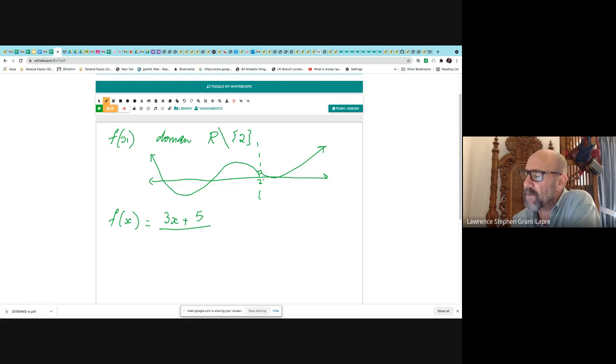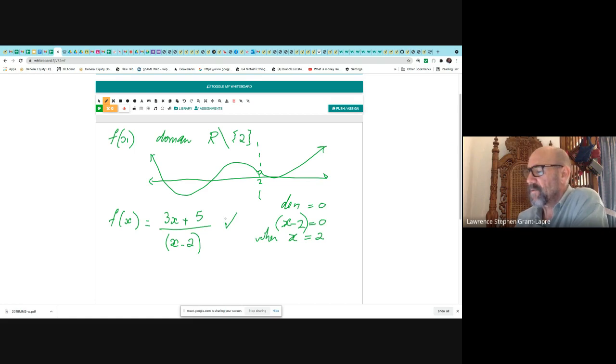Now, normally if we have a linear function, 3x plus 5 over... to get rid of this 2 value, we need a denominator that says x minus 2. That means when x equals 2, you would have a 0 value. So if the denominator equals 0 when x equals 2, then that function is a possible function. Yes, that is a possible function.